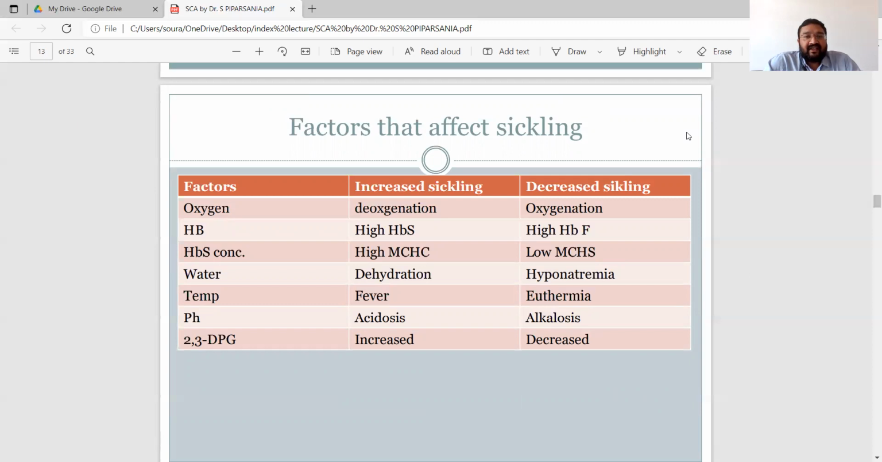Acidosis again increases sickling, as opposed to alkalosis, which decreases sickling. A high level of 2,3-DPG again increases sickling, and a low level of 2,3-DPG decreases sickling. So these factors are taken into consideration whenever we manage a child with sickle cell anemia.